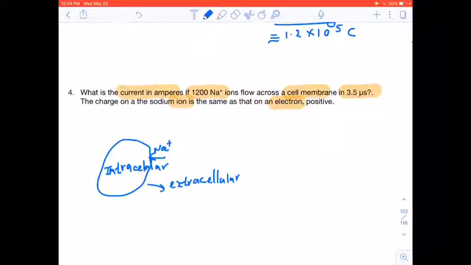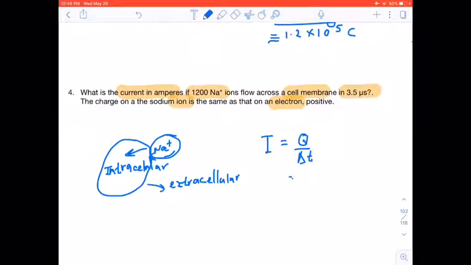And what happens is you've got sodium ions that move either from outside the cell into the cell, or out of the cell. And we want to know, if we have 1,200 ions flowing across the cell membrane, what is the current? So we say, okay, I is equal to Q upon change in time.